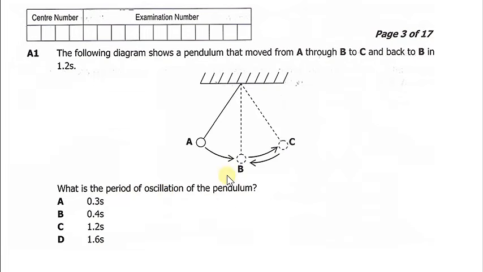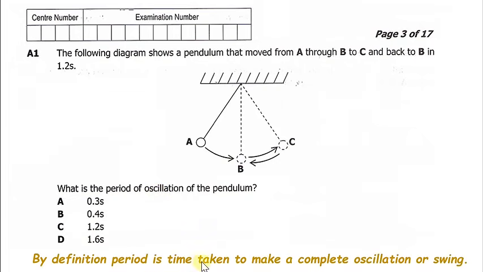Now for you to be able to answer this question, you must understand what the period of oscillation is. So this is the definition. By definition, period is the time taken to make a complete oscillation or swing. So the time that it can take, if this one was to swing from A to C and then back to A, that time that would elapse is what we call the period. To answer this question, it's simple to use this formula, where we know that period, which is capital T, is equal to time, small letter t, over N, which is the number of swings. We have been given time, so we just have to substitute.